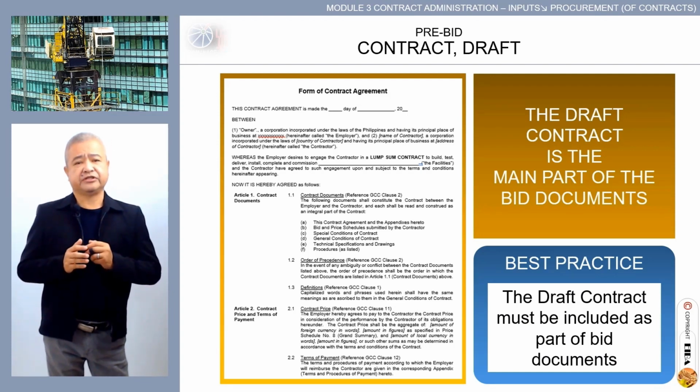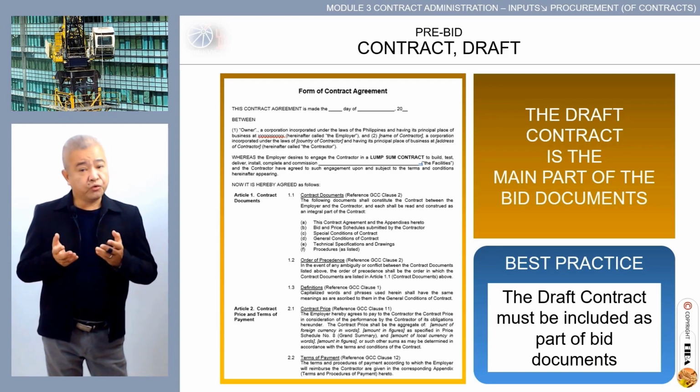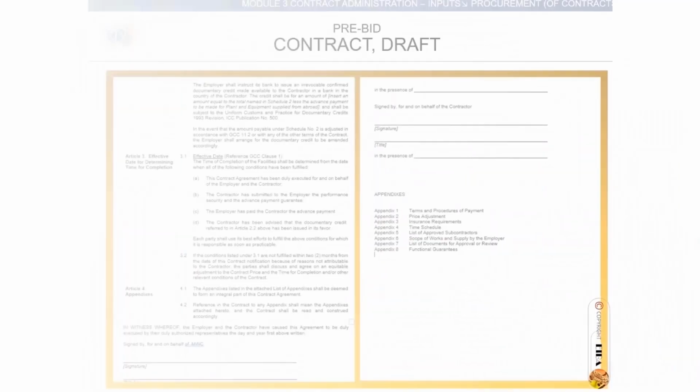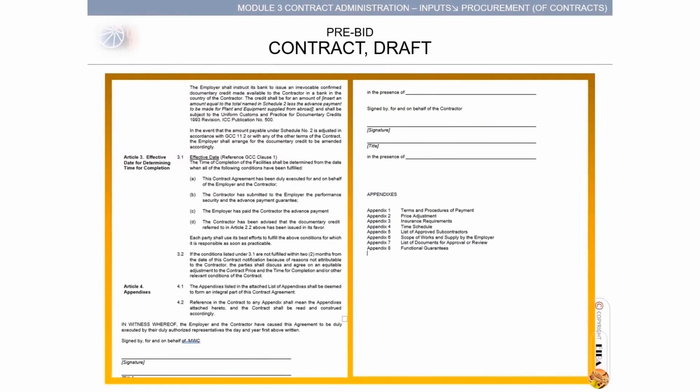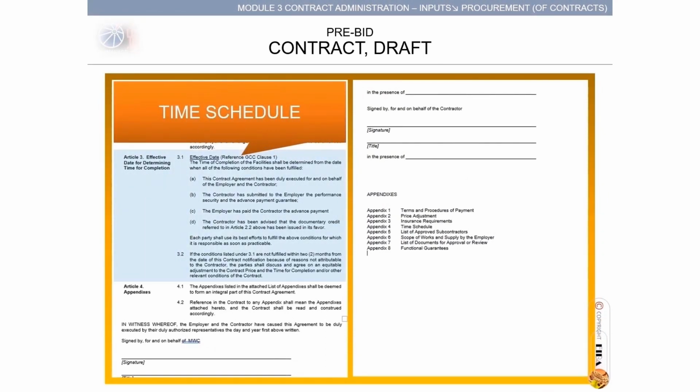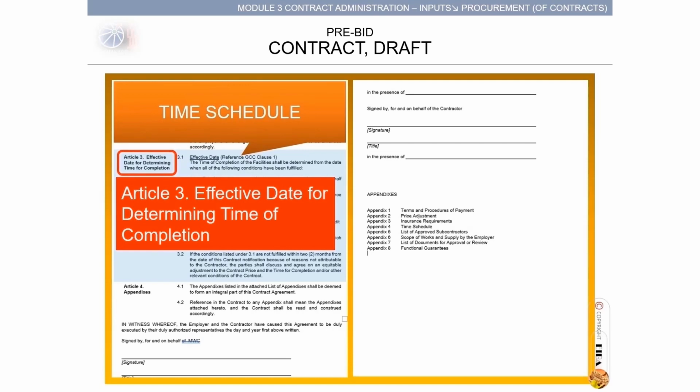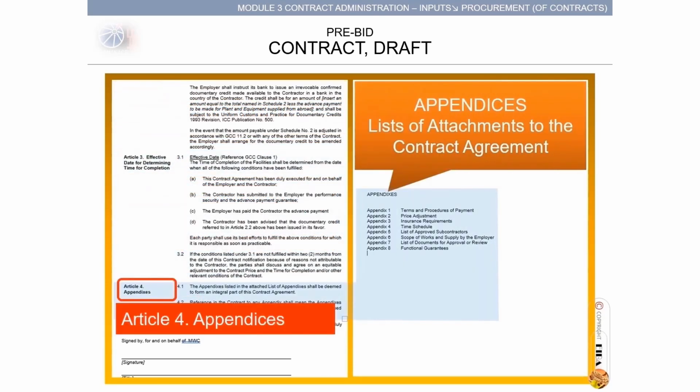Some provisions in the draft contract may have financial and legal implications. You have to read them carefully. Continuing with the draft contract, the time schedule is stated in the draft. Article 3. Effective date for determining completion. Article 4. Appendices with a list of attachments to the contract agreement.